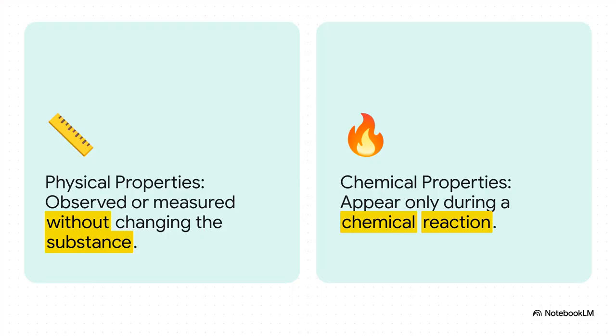And we look at those properties through two main lenses. Physical properties are the things you can see or measure without changing what the substance is. Its color, how dense it is, when it melts. Chemical properties, on the other hand, describe how it behaves in a chemical reaction, like the fact that iron has a tendency to rust or that wood is flammable.